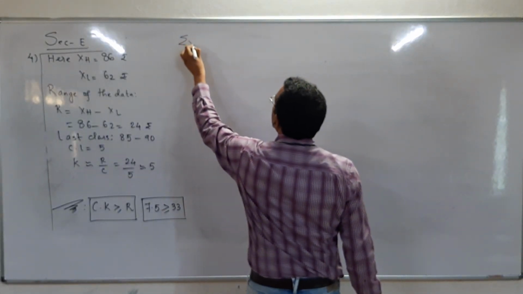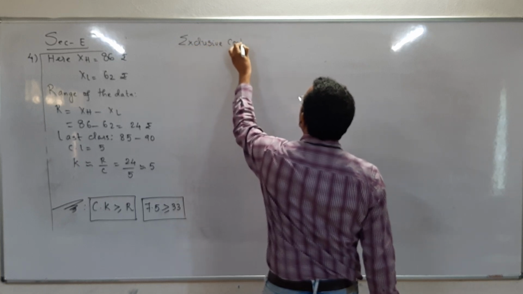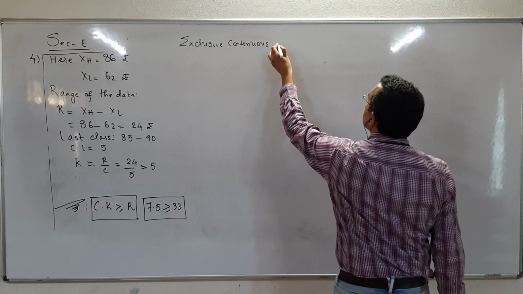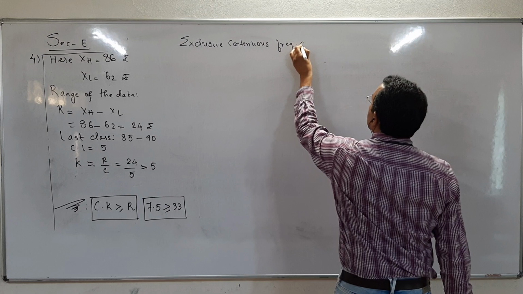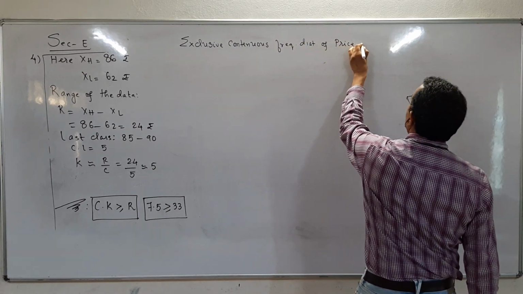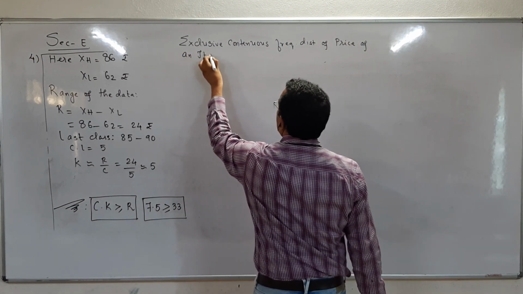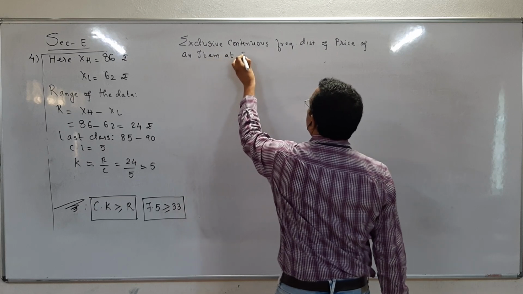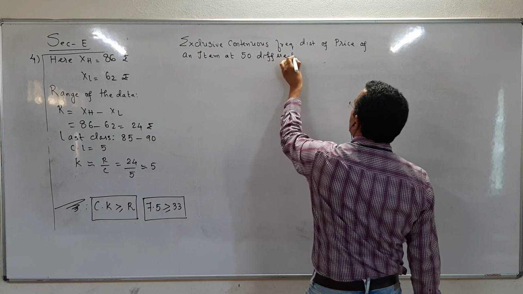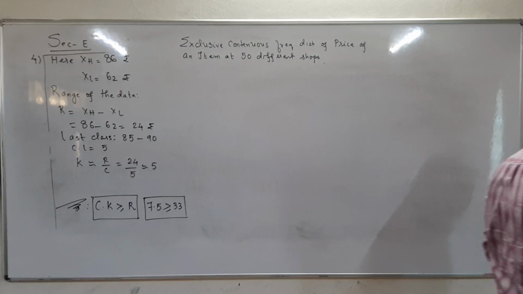Exclusive continuous frequency distribution of price of an item at 50 different shops of a particular area.